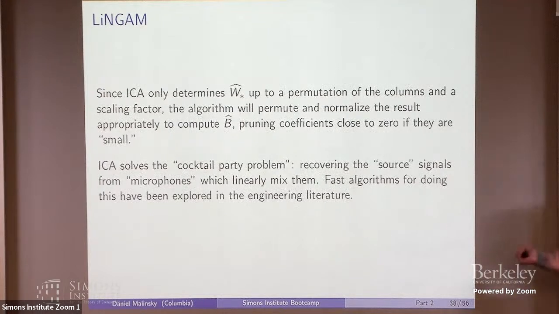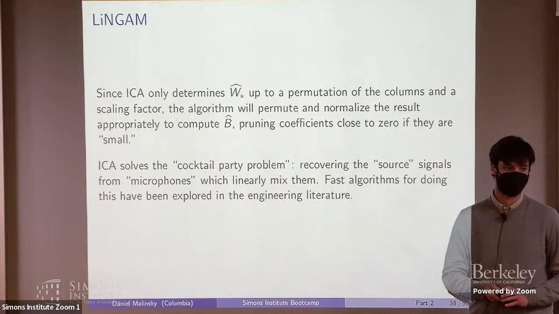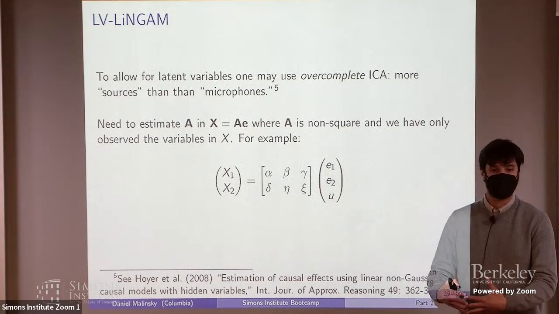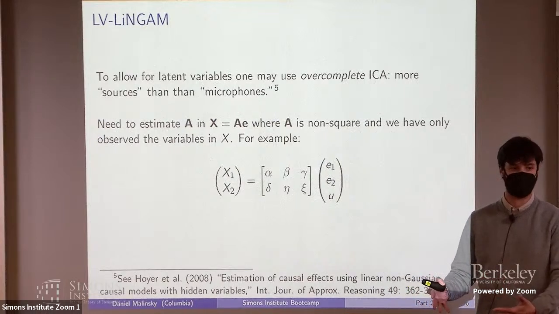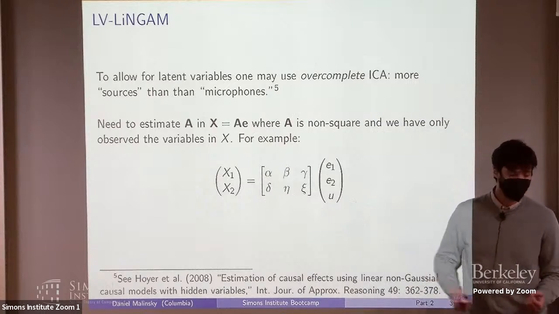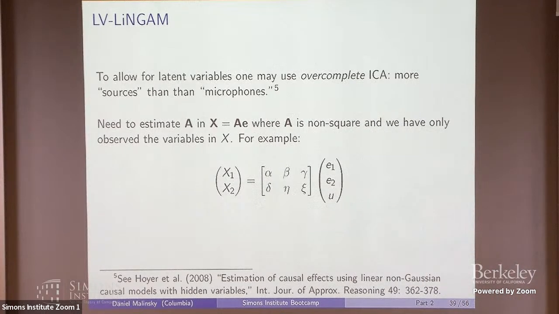There's a huge literature and fast algorithms for solving that problem. How do you do it if you have latent variables? In this case, you have a setting where you have more sources than microphones. So you're imagining that there are additional errors, which represent your latent variables, that together are mutually independent, but U may affect multiple of the X's, for example.